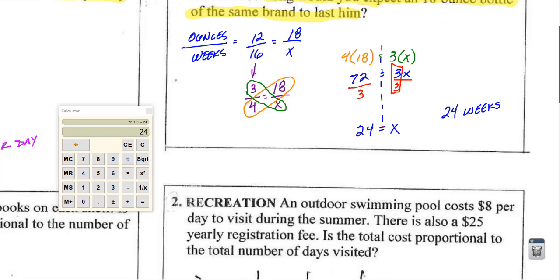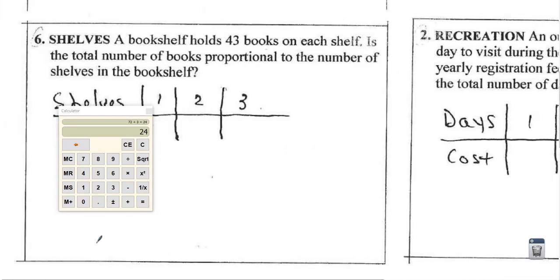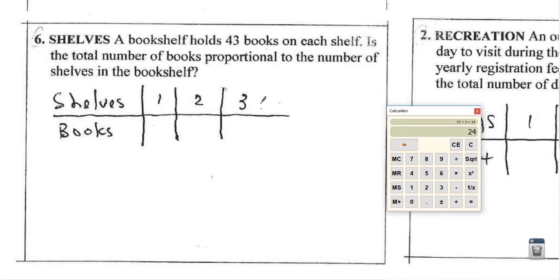Let's keep going down. Let's do the swimming pool problem next. Actually, let's jump over and do this one. This is a good one to do before the swimming pool. So the bookshelves. Bookshelves hold 43 books on each shelf. I would highlight that. 43 books on each shelf.